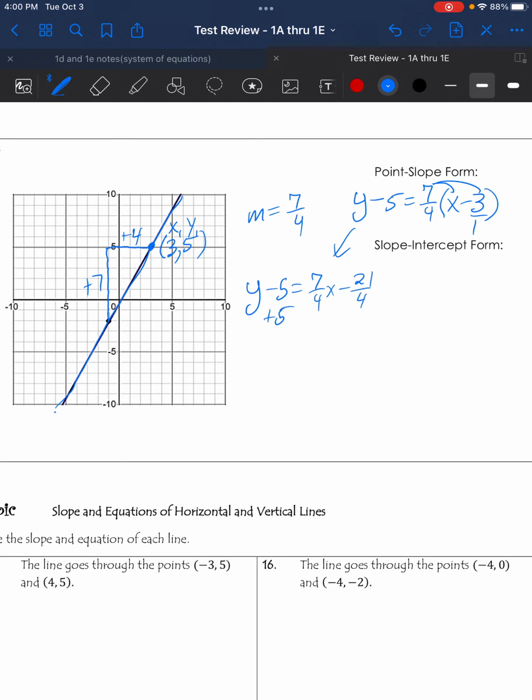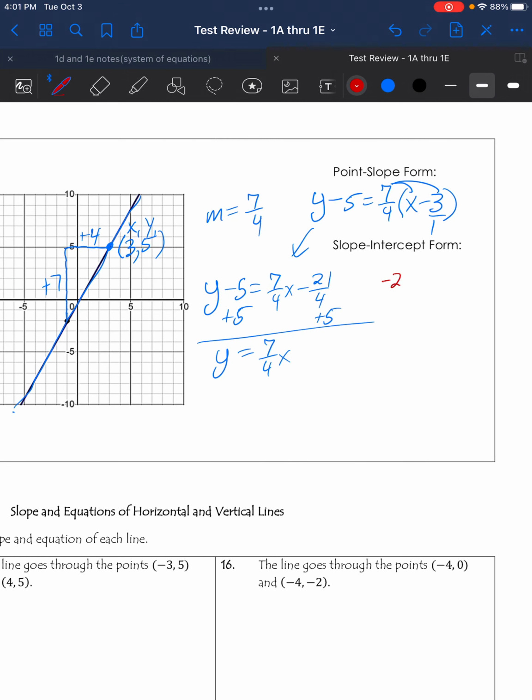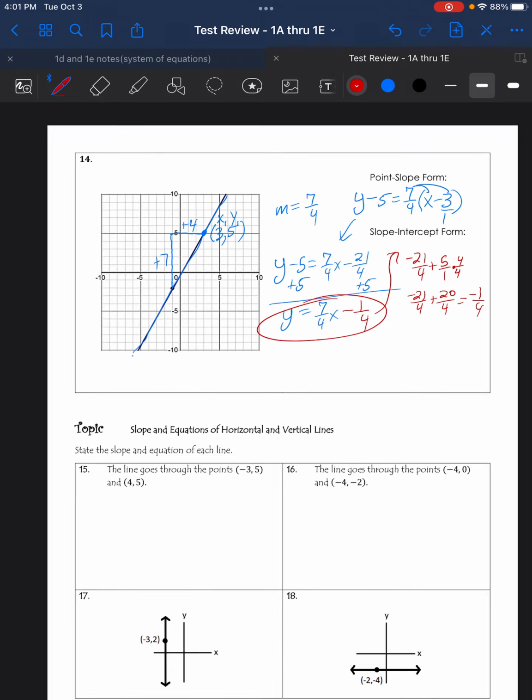I'm going to add 5, and I don't know off the top of my head what -21/4 plus 5 is, so I have to change that. We're adding fractions, so I need the denominators the same. Once you have like denominators, you subtract the numerators. And there's your slope intercept.